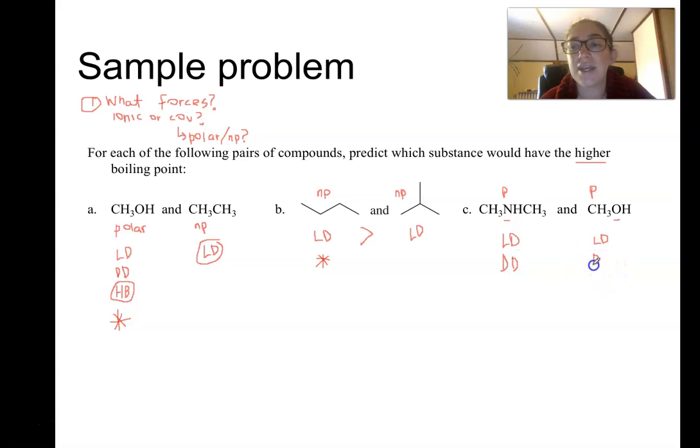So D, D. All right. And now we need to ask, do any of them have hydrogen bonding? So this nitrogen is bonded to a hydrogen, so it also has hydrogen bonding. And this methanol molecule here has an oxygen that's bonded to a hydrogen. Man, so this one's tricky. They both have hydrogen bonding. So then which one has the higher boiling point?